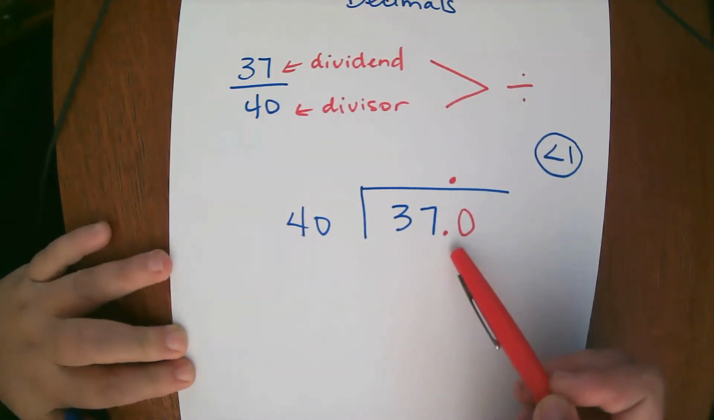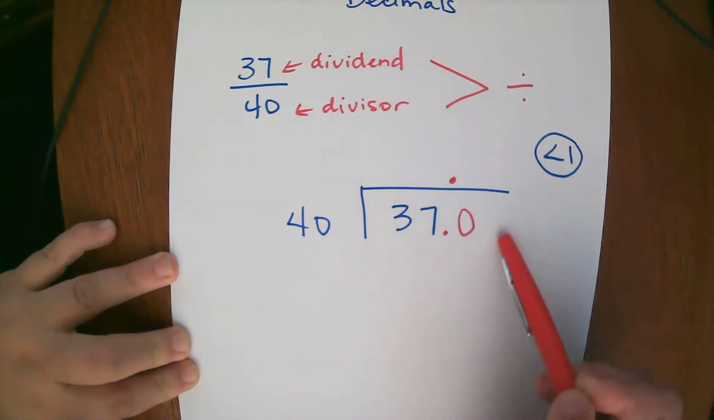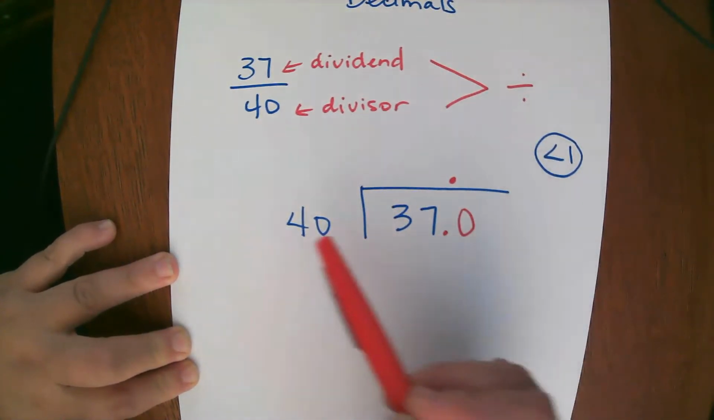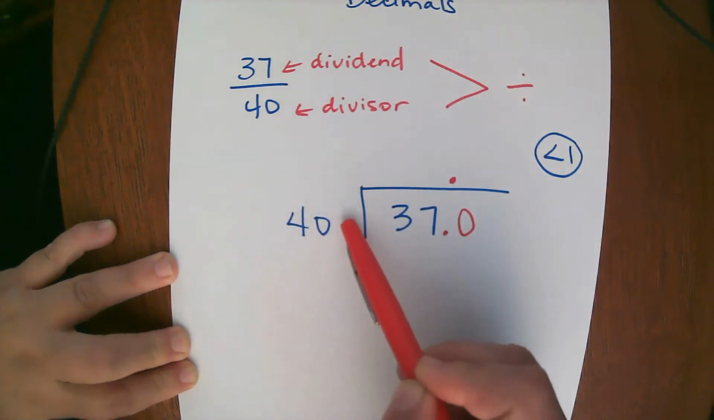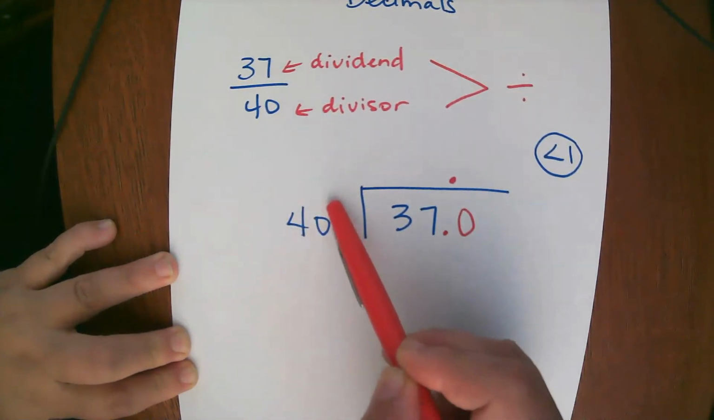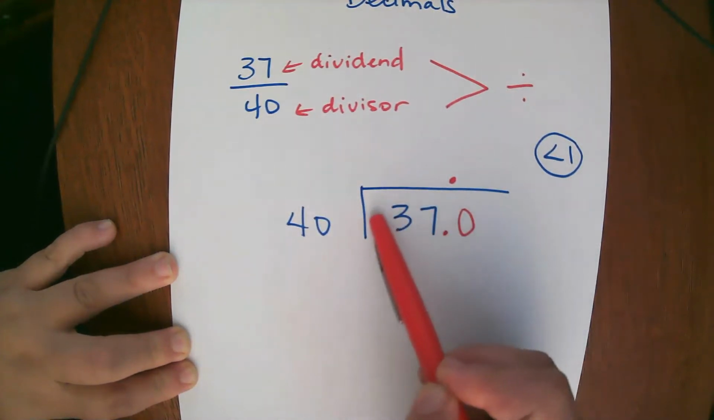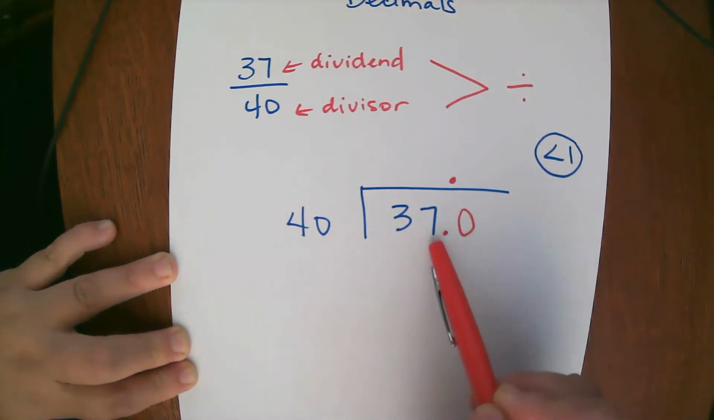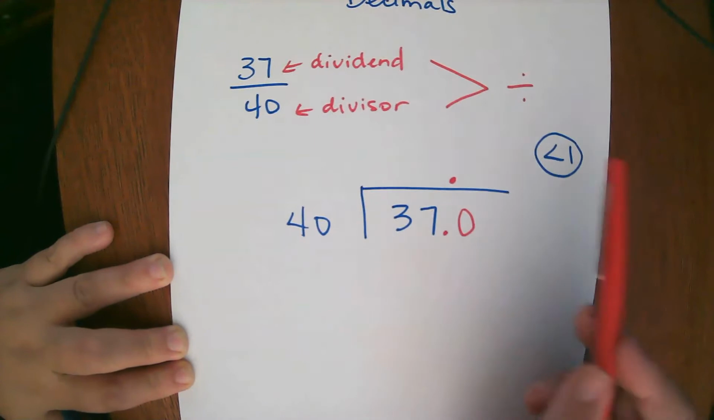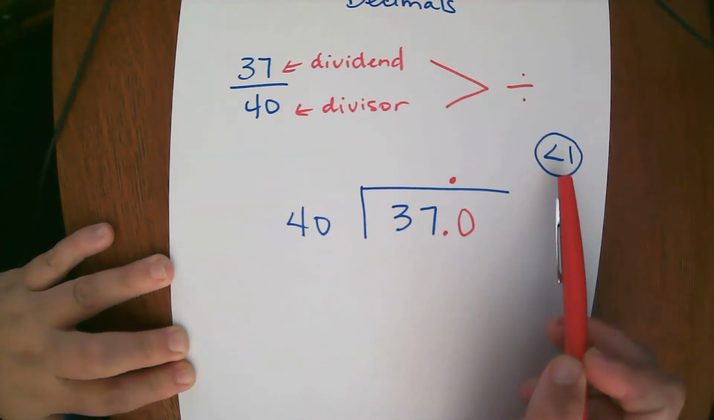Remember when we were dividing decimals, we learned about that? It's okay if you have a decimal in the dividend. It's just not okay if you have a decimal in your divisor. Okay, so that is an important thing to note. So it's okay if there's a decimal here. So we're going to add a decimal here after 37 and we're going to bring it up. Okay, a decimal and a 0.